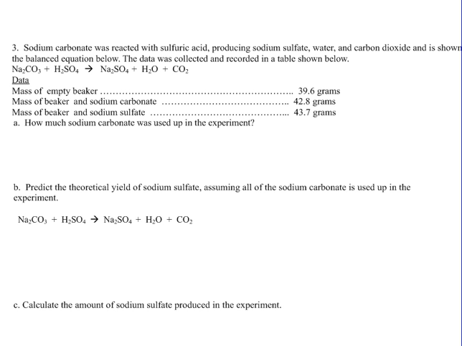So what you have is the mass of the empty beaker right here. You have the beaker and the sodium carbonate here. Keep in mind sodium carbonate is Na2CO3. And the mass of the beaker and the sodium sulfate is 43.7 grams. Sodium sulfate is Na2SO4. So make sure you are looking at the correct compounds before you do the work. So go ahead, pause the video, try working through the problems, and come back here for an answer check.